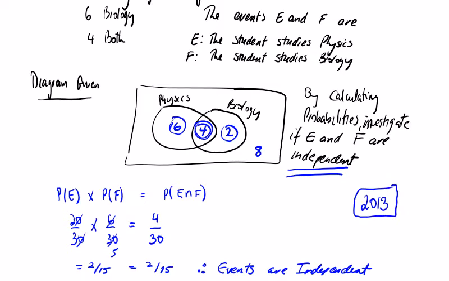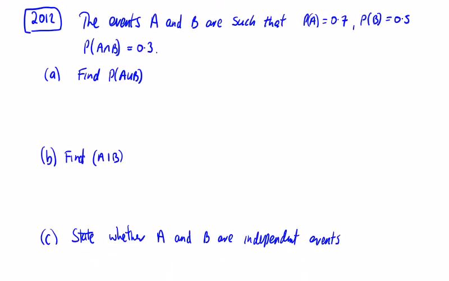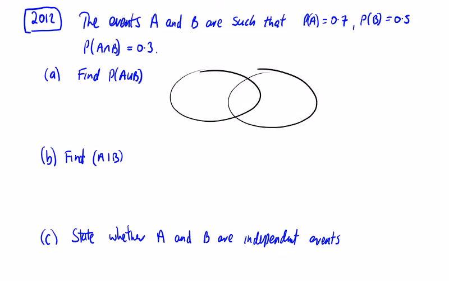Let's have a look at the 2012 question. In 2012, you were told that the events A and B are such that the probability of A is 0.7, the probability of B is 0.5, and the probability of A intersection B is 0.3. So finding the probability of A union B, 0.3 in the middle, which would leave 0.4 in A, 0.2 in B.